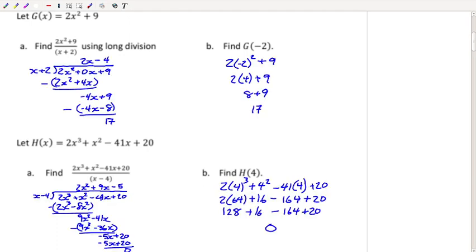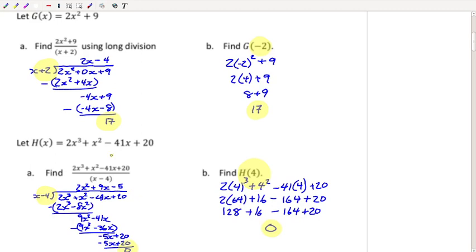All right, so what pattern do you notice? Well, when I'm dividing by x plus 2, I get a remainder of 17. When I evaluate g of negative 2, I get 17. When I divide it by x minus 4, I got a remainder of 0. When I evaluate it at 4, I got also 0. So you may be noticing plus 2, evaluate minus 2. Minus 4, evaluate 4, but I can get the remainder right away without having to do the whole silly long process of long division. And I can actually find the remainder pretty fast.